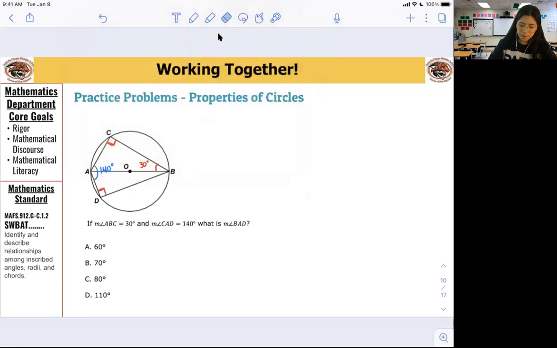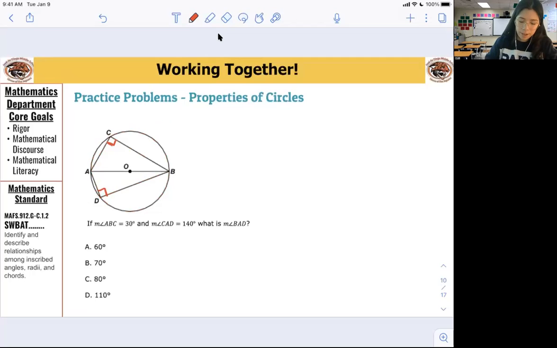Let me erase a couple things to make it really clear. Because we know that this is 180, and if the arc is 180, the angle has to be half of that. Half of that is 90. So that's 90 degrees. And same thing with the other one. This whole arc is 180, so the angle has to be half of that. So both of these angles are 90 degrees.